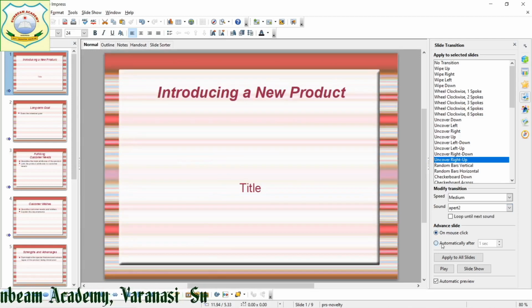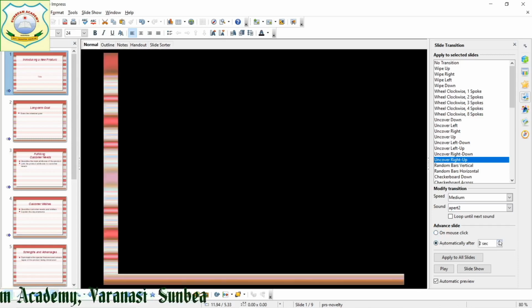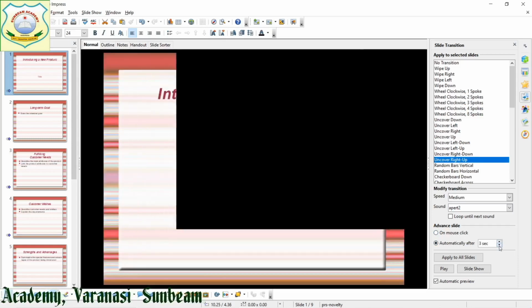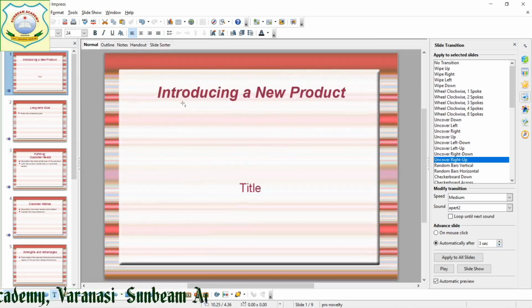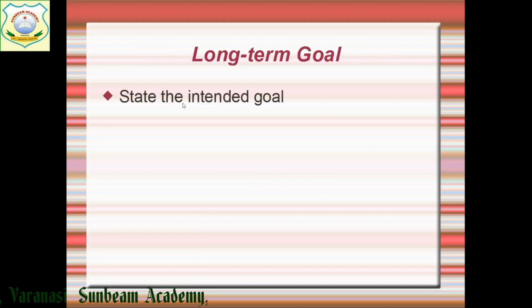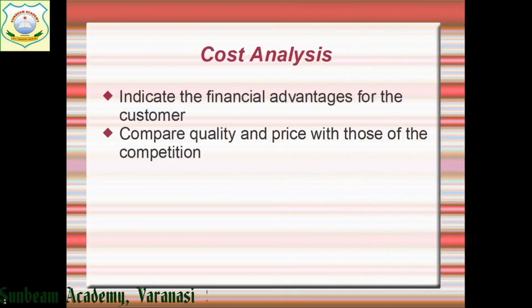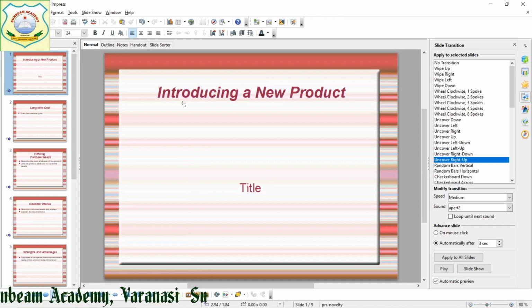Here you can give it automatically after 1 second. Suppose I am going to give 3 seconds. Now you can see, if I run this one, wait for 3 seconds, and automatically the second slide will come. You have given timing over there, and after that time the next slide will automatically come. Since I have given it for the second slide only, you have to give timing for each and every slide, right? So this was for the first.